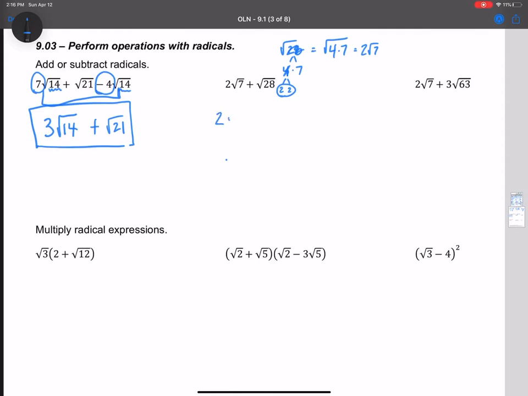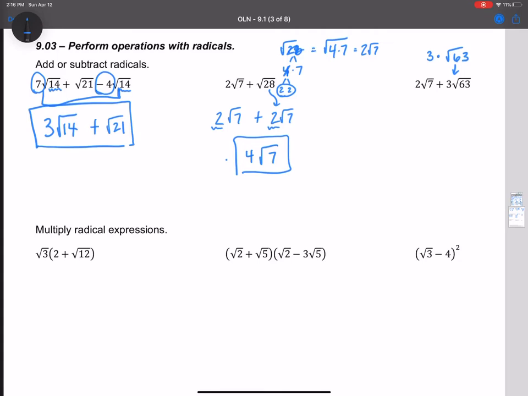So this problem, we have 2 square root 7. We just found out that square root of 28 is 2 square root 7. When you add them together, you only add the coefficient. You don't change the square root 7. So the answer is 4 square root 7. Last one here. This says 3 times the square root of 63, and that'll come up in a second.